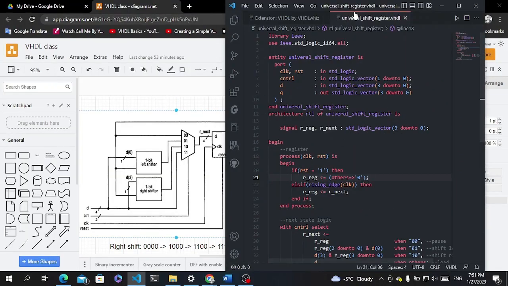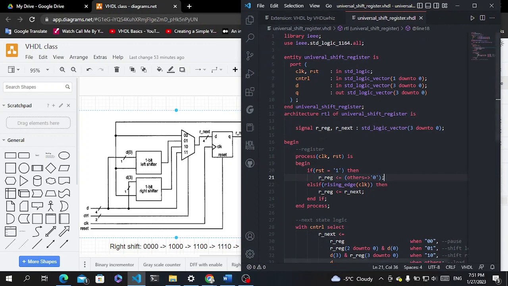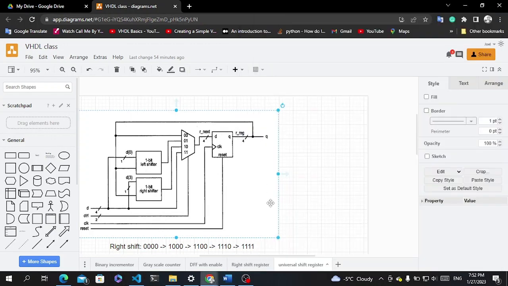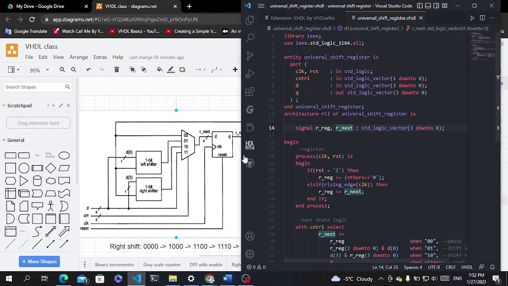So as we initially said, we have clock, reset, and control, and then our input as our inputs, and then we have Q as the output. So we basically declare our outputs here, and then our signals, which are R next and R register.